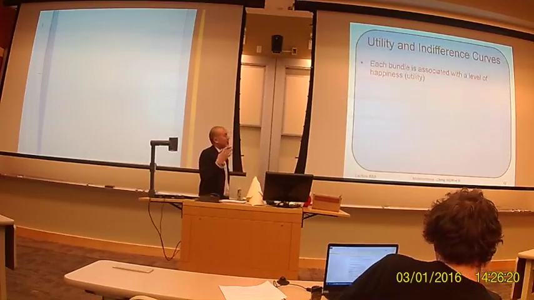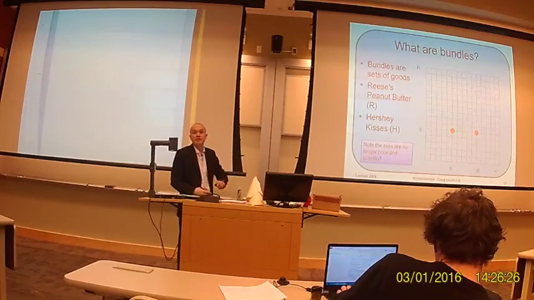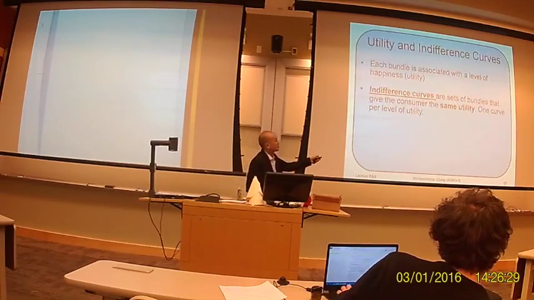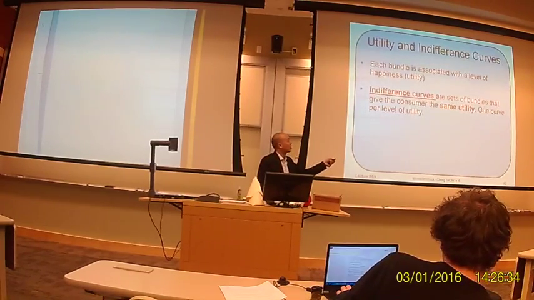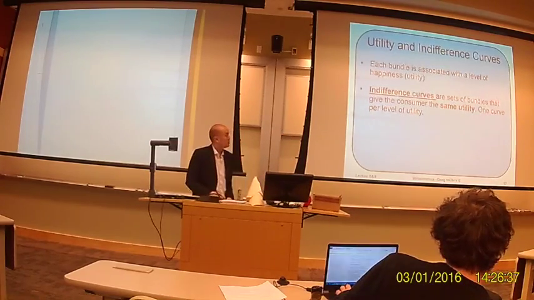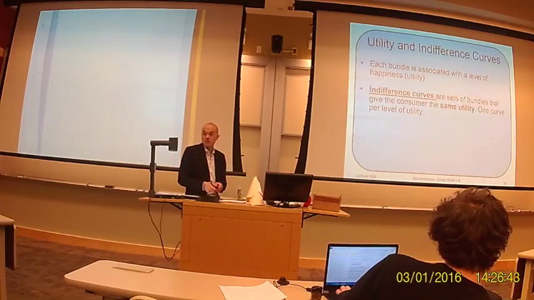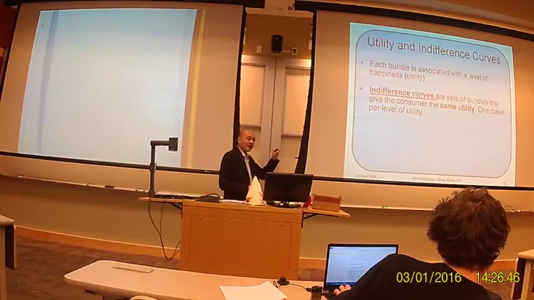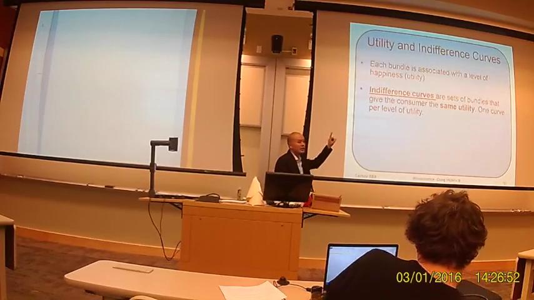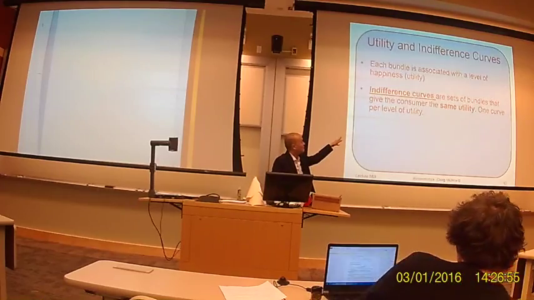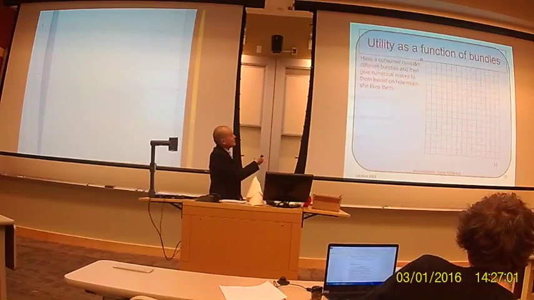Each bundle is associated with a level of happiness or utility. So every single one of these bundles has a utility number associated with it. Indifference curves are sets of bundles that give the consumer the same utility, one curve per level of utility. The key thing about indifference curves is always the same utility for that consumer. We're just connecting different bundles. I'm going to give you another chance to copy this in 2 slides, so I'm going to ask you to pause and wait for a sec. Utility is a function of bundles.